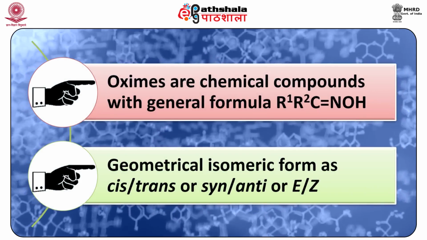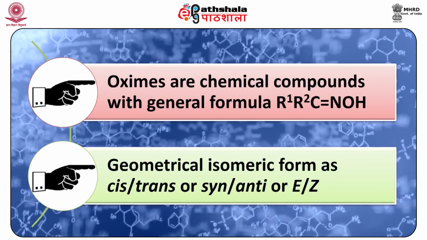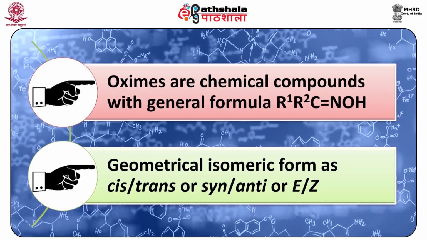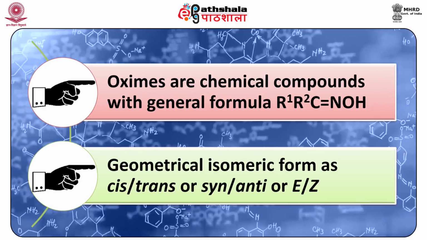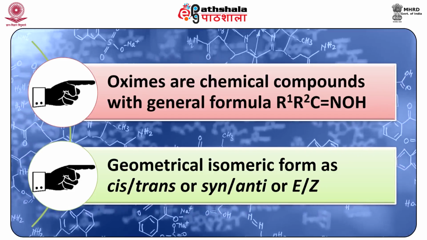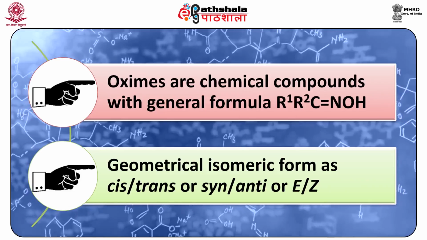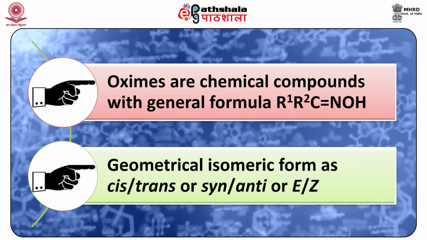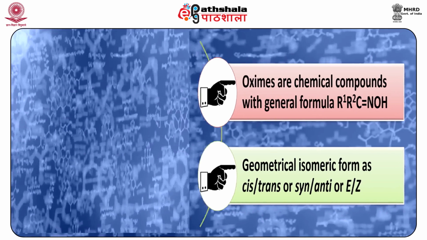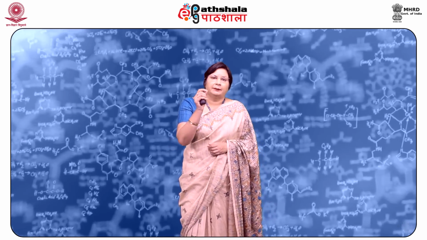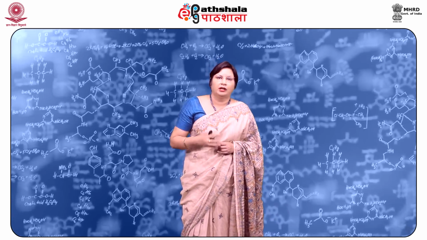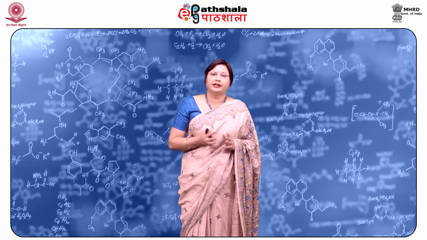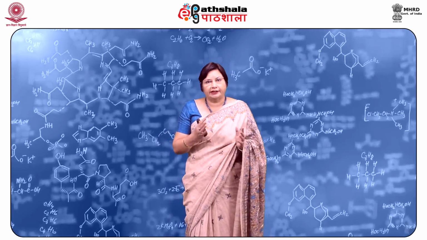Then we discussed oximes. Oximes are chemical compounds with the general formula where R1 and R2 are joined to carbon with a double bond to N, which is further joined to OH, and the nitrogen is also attached to a lone pair. They can exist in geometrical isomeric forms, that is you can say cis trans or better syn and anti, and they can also be denoted by E and Z, as we have understood, with the reference being OH taken with the higher preference group. So, if OH and the higher preference group are on the same side, it is Z, and if they are on opposite sides, it is E.